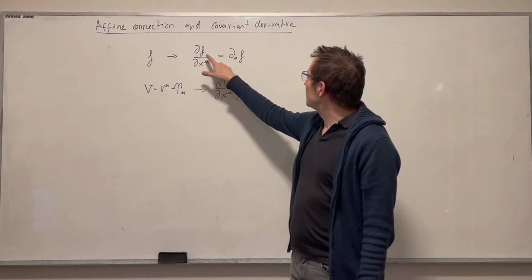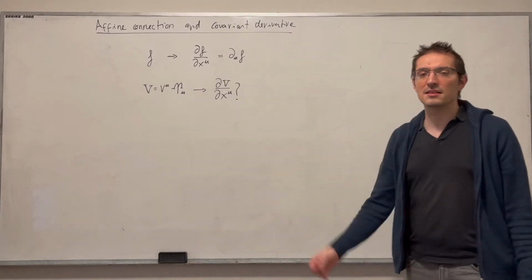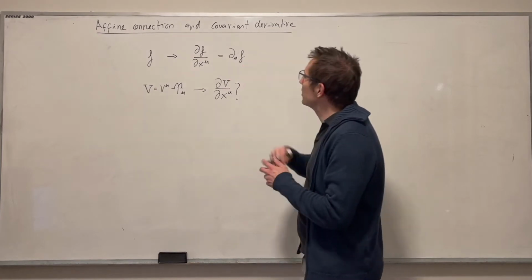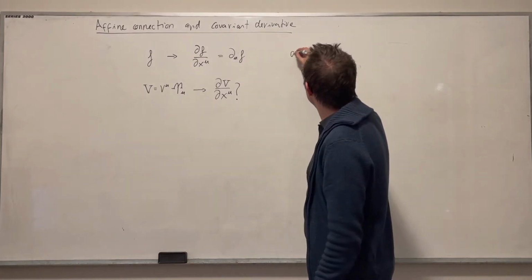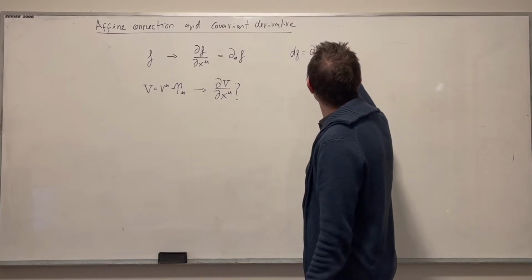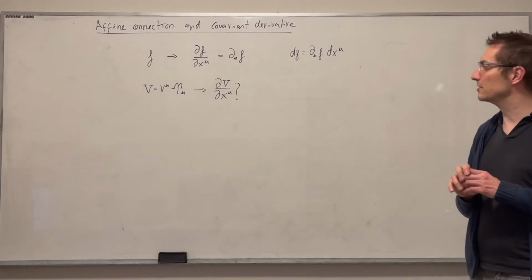I just take a derivative of f with respect to x mu, well, it's just partial mu f, no problem. That's defined unequivocally, right? In fact, you would say, oh, those are the components of the differential. In fact, the differential of f is partial mu f dx mu. So those are the components of the differential of the function.